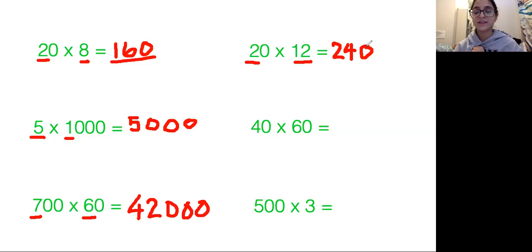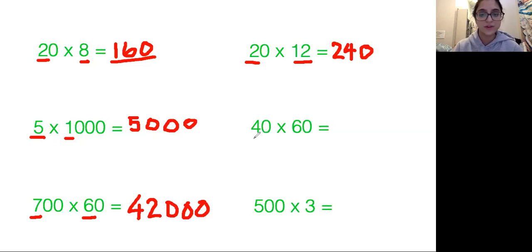And like I said, it would be the same with the opposite. If you had the 0 here instead of on the 20, if you had 2 times 120, the answer would be the exact same thing. You would say 24, and you would add 0.